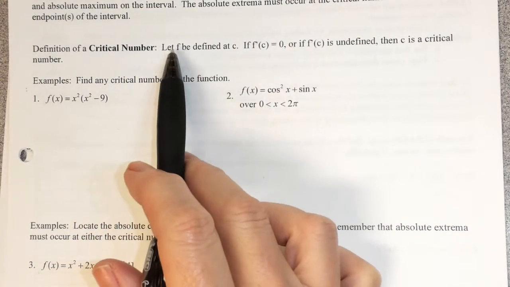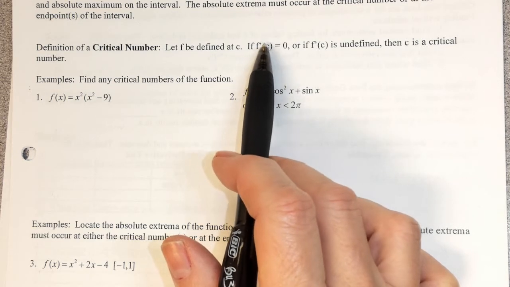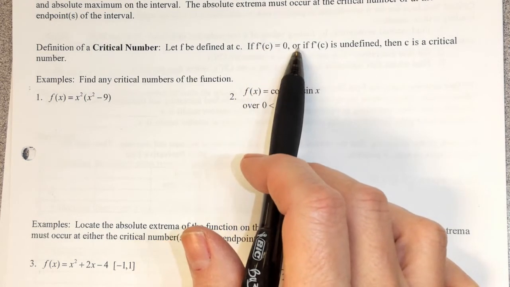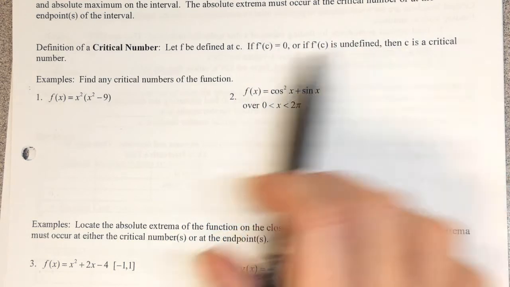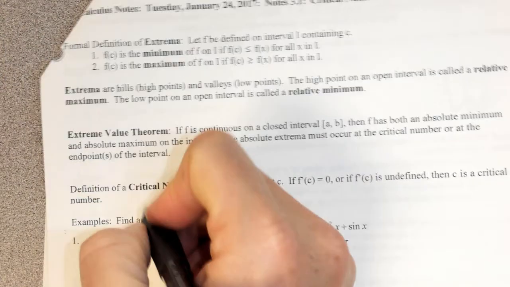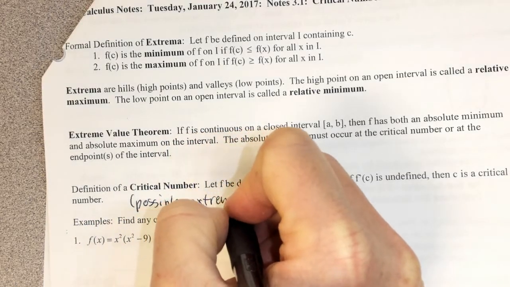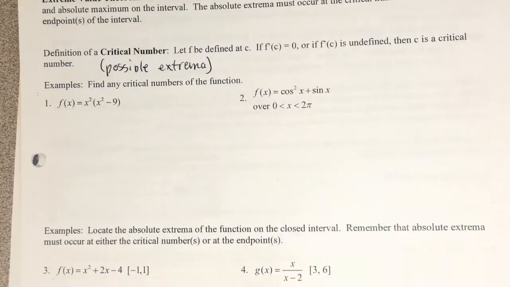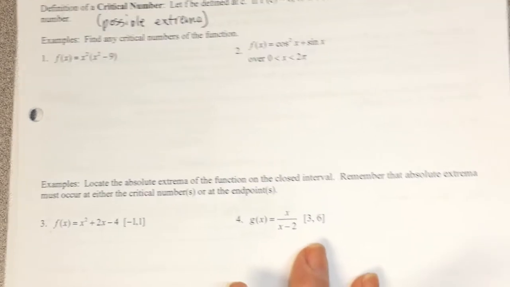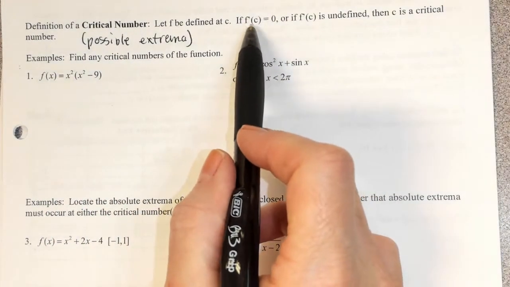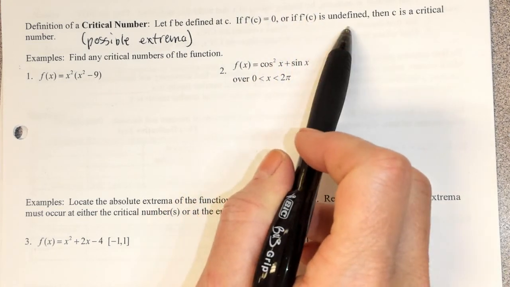Definition of a critical number. If our function is defined, then if f prime of c, rather, if the derivative equals 0, or if the derivative is undefined for that c value, then c is a critical number. Remember again, a critical number is a possible extrema, possible max or min. Okay, so first of all, we're just finding any critical numbers. Like we just said here, we find the derivative and we set it equal to 0. But it would also be where the derivative is undefined.